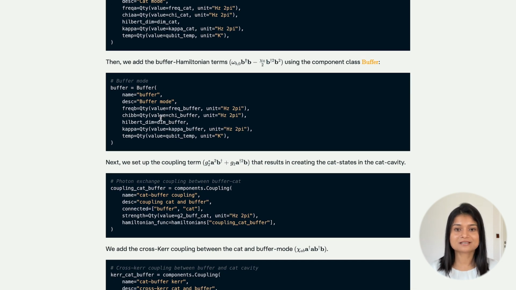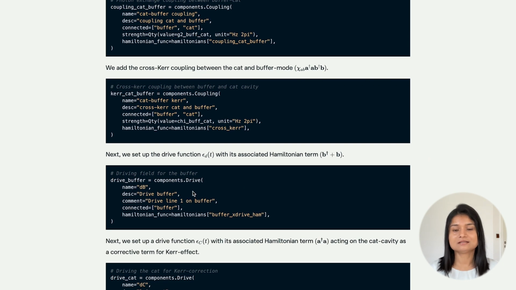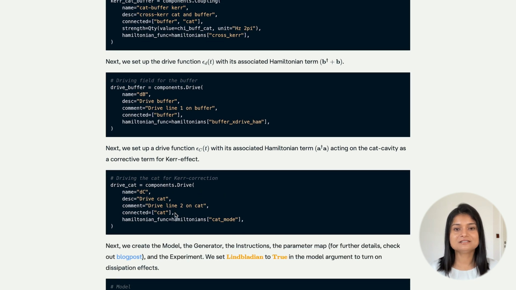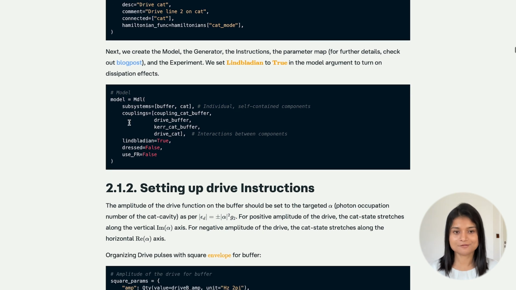And next, we declare the photon coupling and the cross-Kerr coupling terms between the buffer and the cavity. We also define an X drive connected to the buffer and a Kerr correction drive connected to the cavity. With these individual components all in place, we instantiate the model Hamiltonian class that we want to simulate, where the subsystems are the buffer and the cavity. Then the couplings are the different couplings and the drive terms connected to these subsystems. And the open system dynamics is set to true by the Boolean flag Lindbladian.